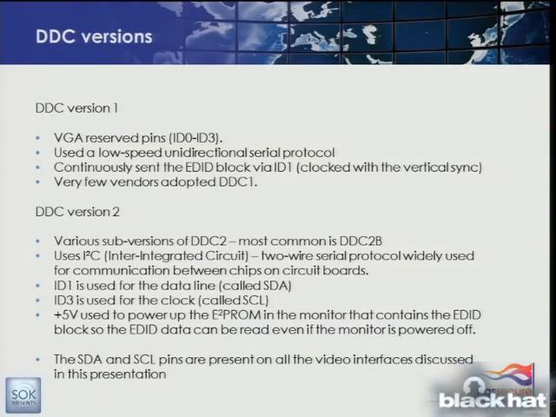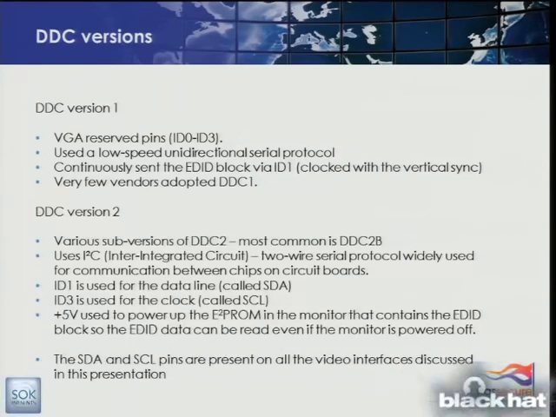DDC2B. And this uses the I2C bus, which is the inter-integrated circuit bus, a very simple communication mechanism normally for allowing ICs to talk to each other on a motherboard. It's two-wire. You've got a data line and a clock line. And as I said, at the point when you plug in the monitor, the plus 5 volt line on that monitor cable powers up the chip within the monitor so that it can provide this data back to the host.